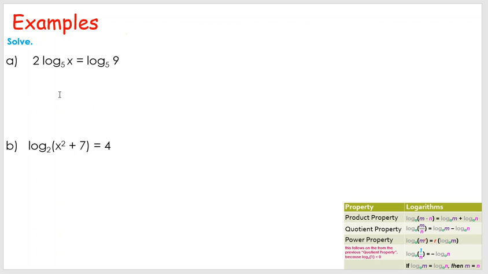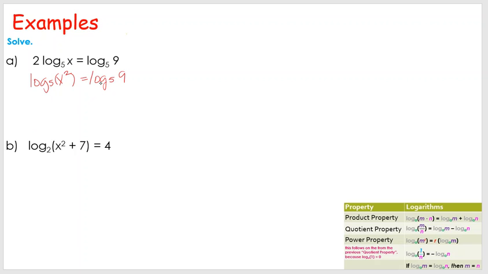Alright, let's look at these. Now, we've learned how to make all these changes. Now we're going to actually go through the process of solving. So on this first one, I'm going to rewrite this. This is the power rule. So I'm going to say log base 5 of x squared equals, can't make any changes to this, so there we go.